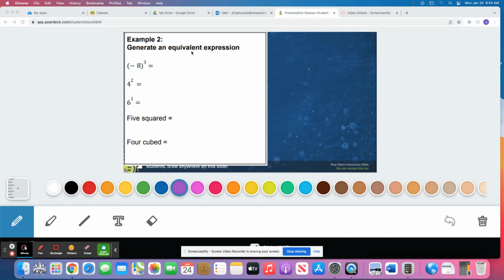So again, it says generate an equivalent expression. All right. So for this one, I'm going to have -8 to the power of 3. So that means -8 repeats 3 times. So 1, 2, 3.